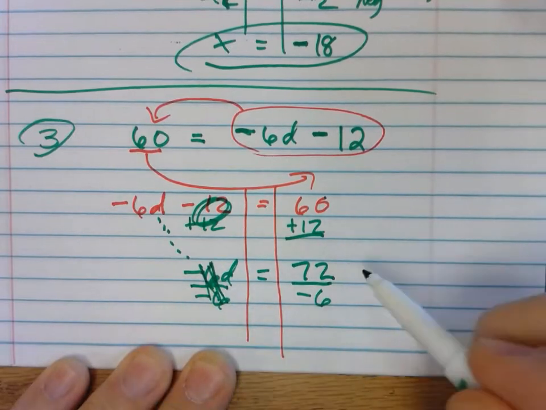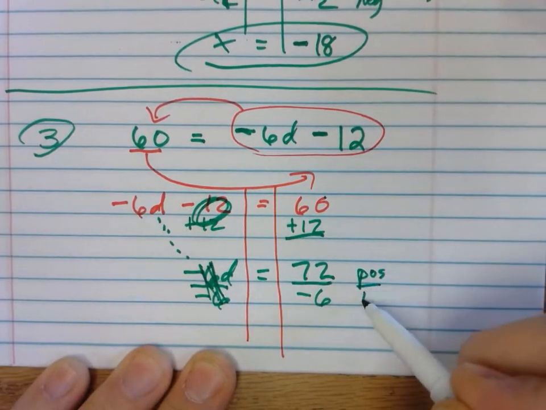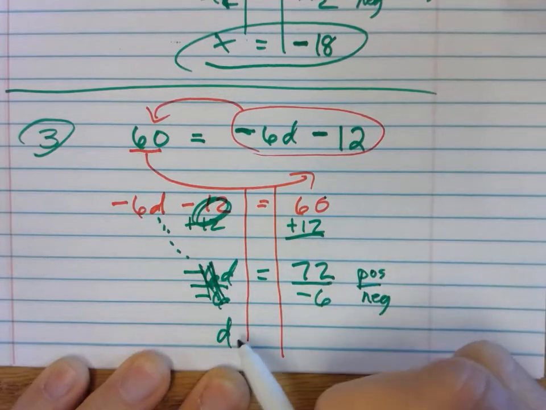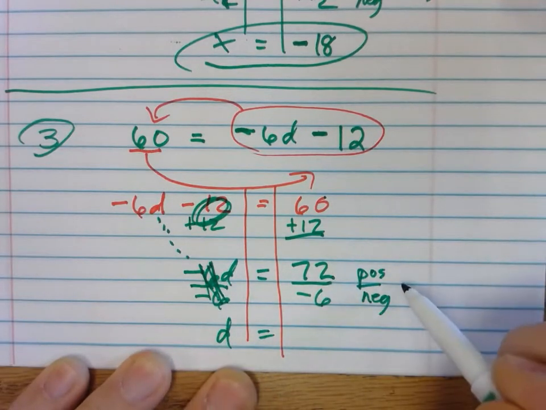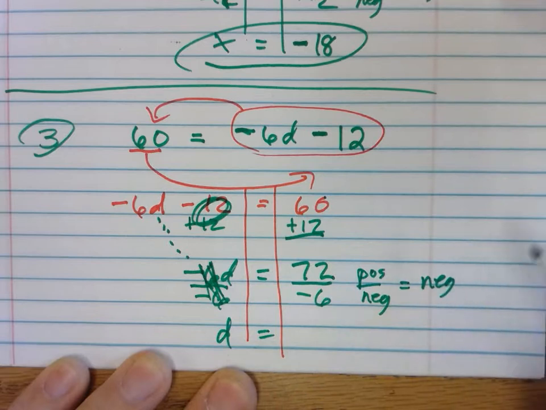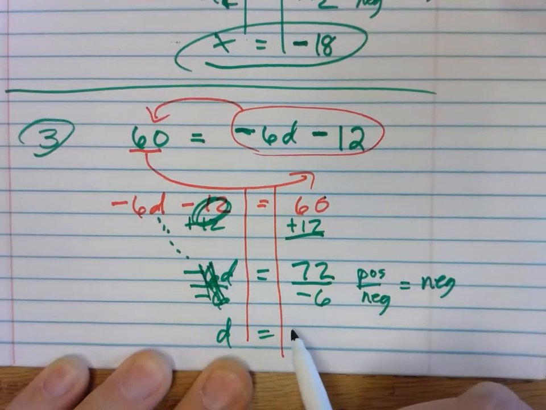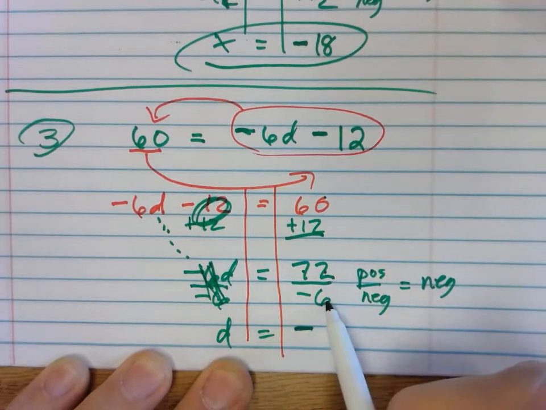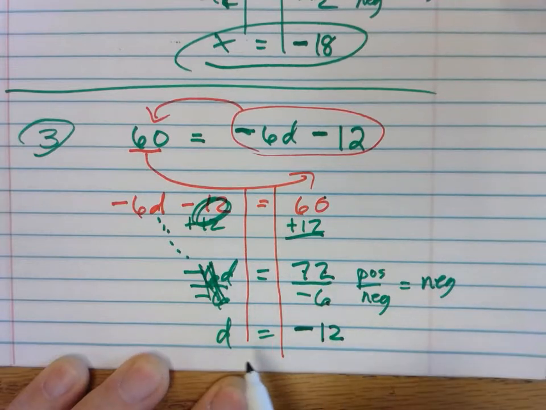And again, that's a positive divided by a negative. And of course, what is a positive divided by a negative going to give you? A positive divided by a negative is going to give you a negative. Negative how much? 72 divided by 6 is negative 12.